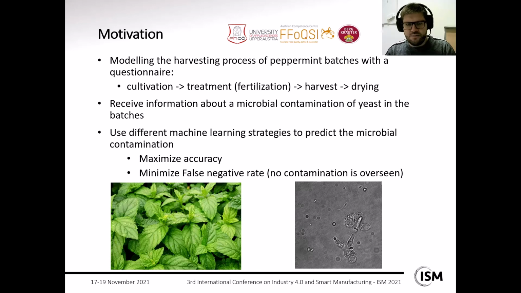Then we use different machine learning strategies to predict this microbial contamination, this yeast contamination. Within this prediction, we want to maximize the accuracy, but we also want to minimize the false negative rate so that no yeast contamination is overseen, which is worse than if we predict a yeast contamination but there would be none, the false positive rate.